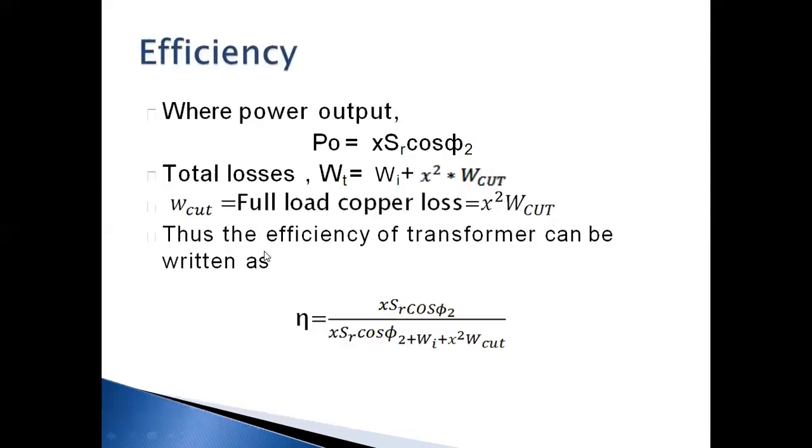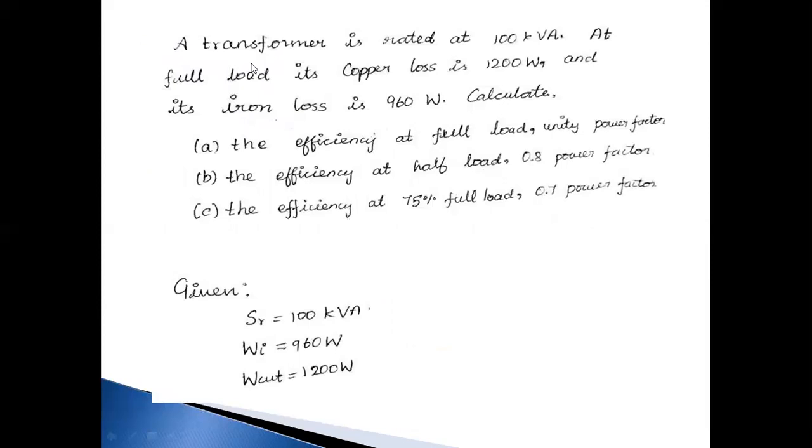So let us deal with a problem. Given that a transformer is rated at 100 kVA. At full load, its copper loss is 1200 watt and its iron loss is 960 watt. Calculate the efficiency at full load unity power factor, the efficiency at half load 0.8 power factor, and the efficiency at 75% of the full load at 0.7 power factor.